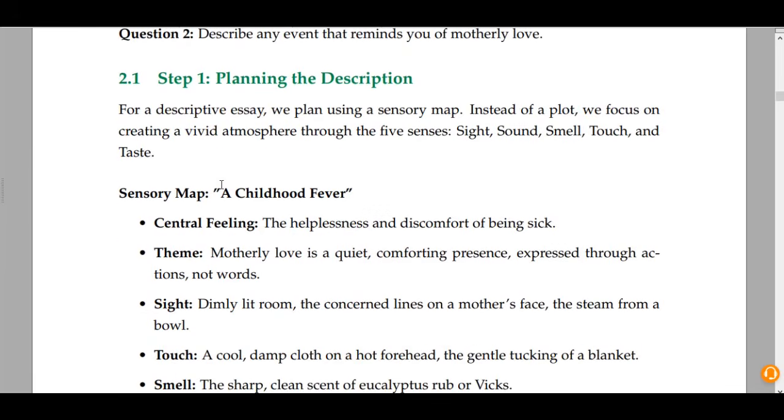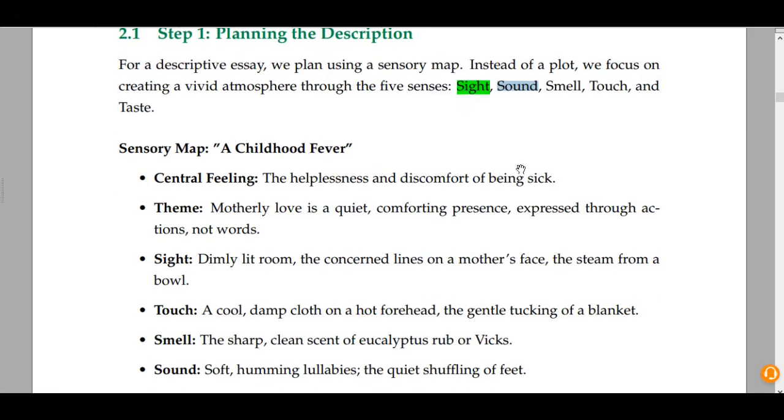So first of all, this is a descriptive composition. So we need to have a sensory map. What is meant by sensory map? You need to be able to describe what you saw, what you heard, the smell, the touch, the taste. So you need to involve your 5 senses: how it smelled, or what was the touch, the taste. So when you are describing a descriptive composition, you have to structure all this together.